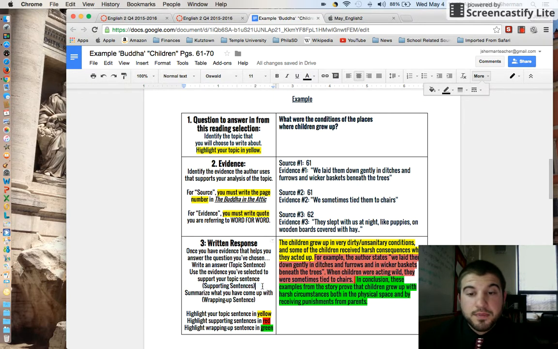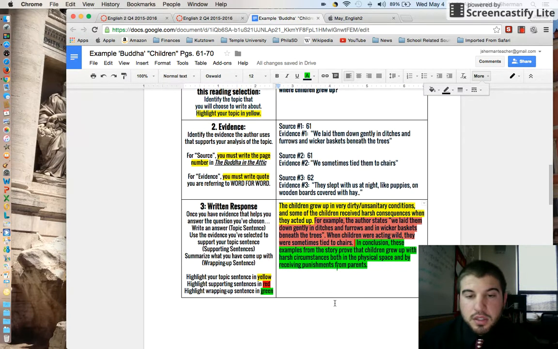Supporting sentences. Lastly, I have included a wrapping up sentence, my conclusion sentence. In conclusion, these examples from the story prove that is my way of introducing that what I have said backs up my point. That children grew up with harsh circumstances both in the physical space and by receiving punishments from parents. So what I've done here is said similar things to what I said at the beginning, only using different language. Instead of saying very dirty or unsanitary conditions, I said harsh circumstances. Instead of saying harsh consequences, I simply said punishments.